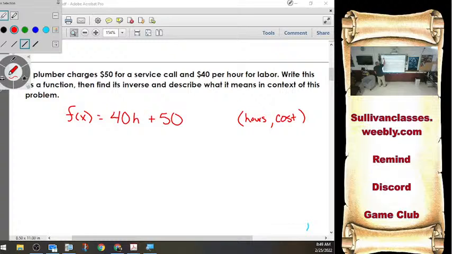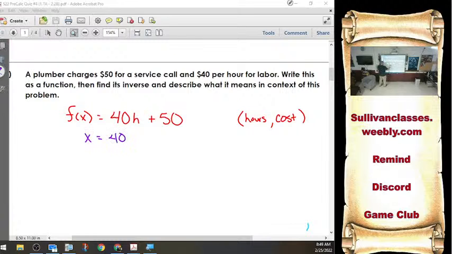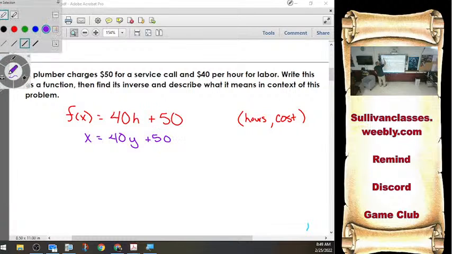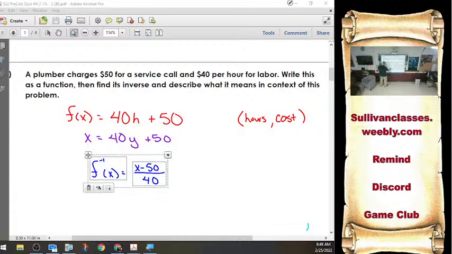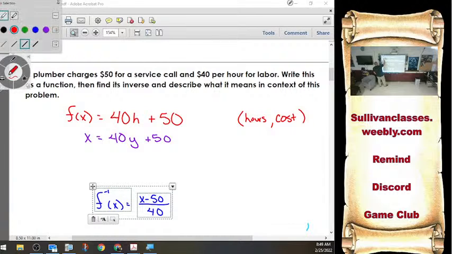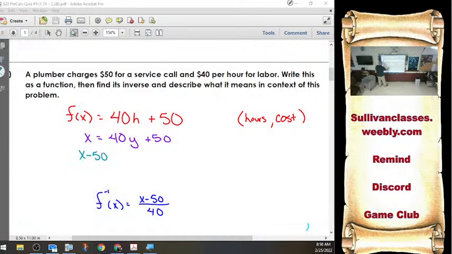Okay, go and swap. x is 40y plus 50. I'm guessing because it's linear, most of us are okay with doing that mental math. Subtract 50, divide by 40. I'll subtract 50, then divide by 40. All right, I'll write the middle ground. I see scrunched foreheads. I'll write the middle ground. Right? Subtract 50 over, then divide by 40.